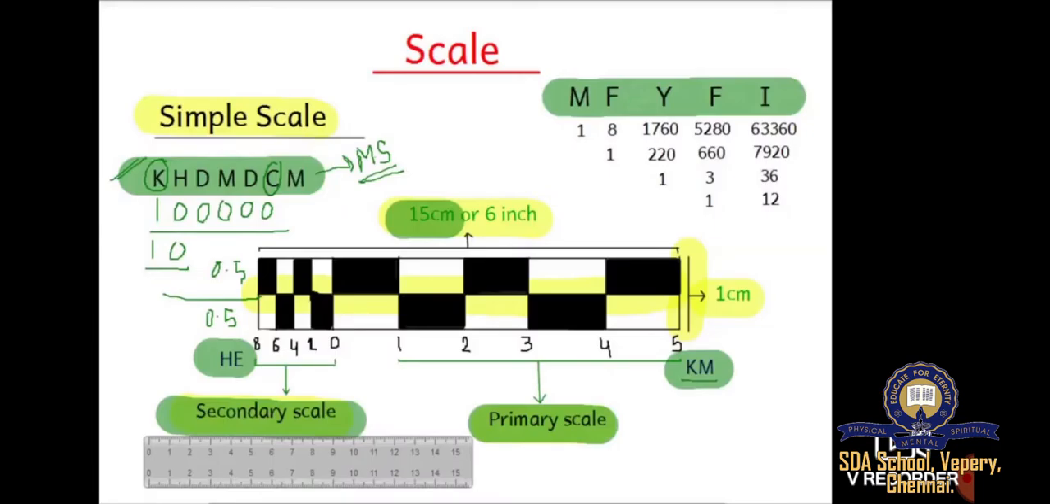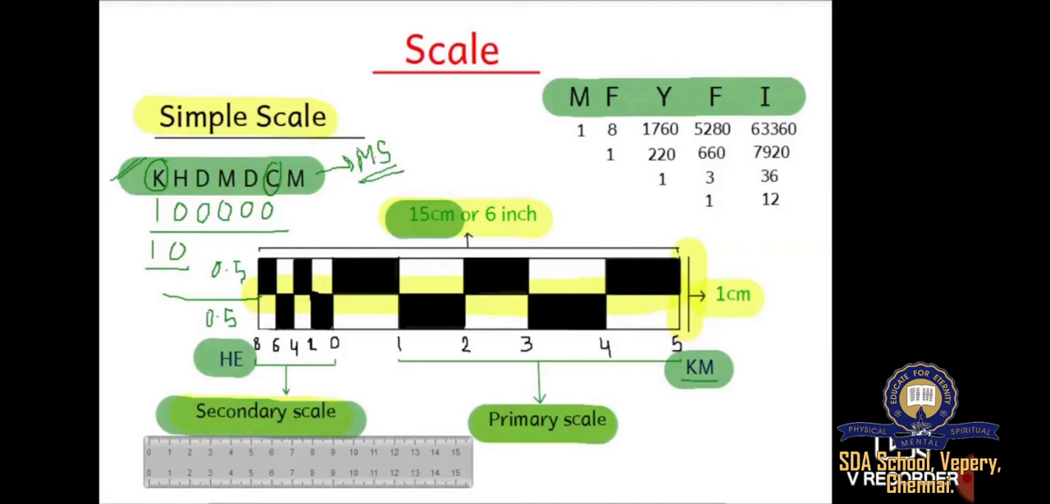Now we have the scale. This is the scale shown in the picture. In India, we follow the metric system in which long distances are measured in kilometers and short distances in meters. The distance between any 2 points on a map is measured in centimeters.